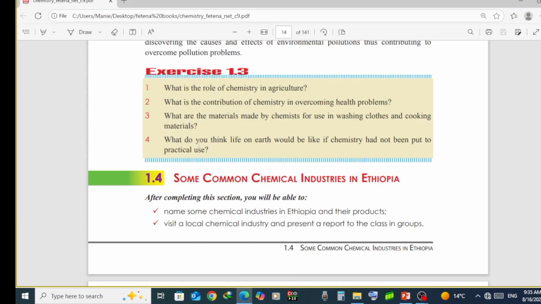When we come to question number 2, what is the contribution of chemistry in overcoming health problems?